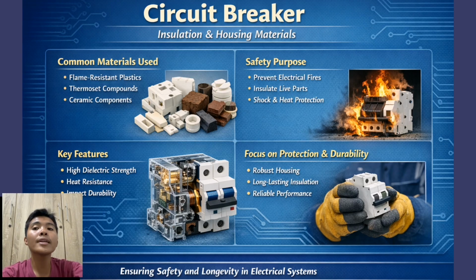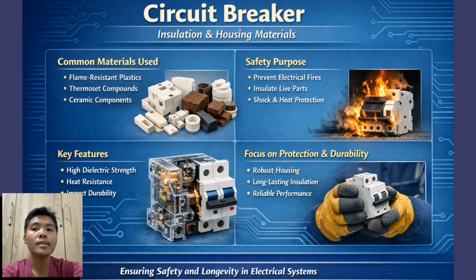Key features of circuit breaker. First, high dielectric strength. Can withstand high voltage without breaking down. Second, heat resistance. Materials remain stable under extreme temperatures. Third, impact durability. Strong enough to resist mechanical damage and external forces. And last, focus on protection and durability.